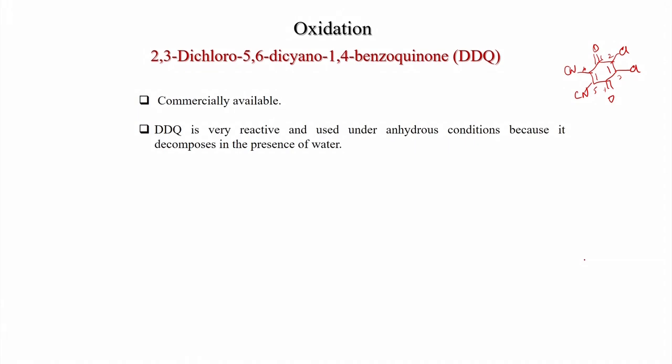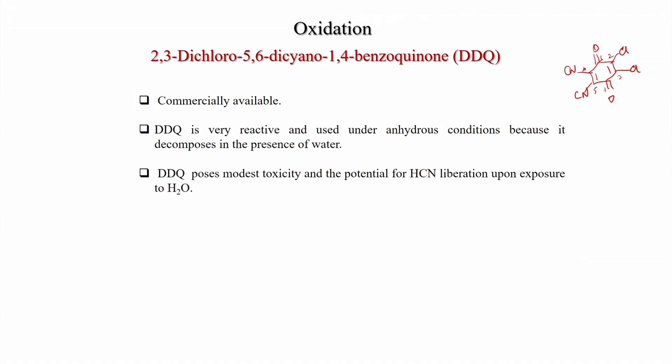DDQ is very reactive and used under anhydrous conditions. So unlike ceric ammonium nitrate, which is water soluble and you can even do the reaction in acetonitrile-water as we have seen, DDQ you have to use under anhydrous conditions because it decomposes in the presence of water. DDQ possesses modest toxicity and the potential for HCN liberation upon exposure to H2O. So it has modest toxicity because it can liberate HCN.